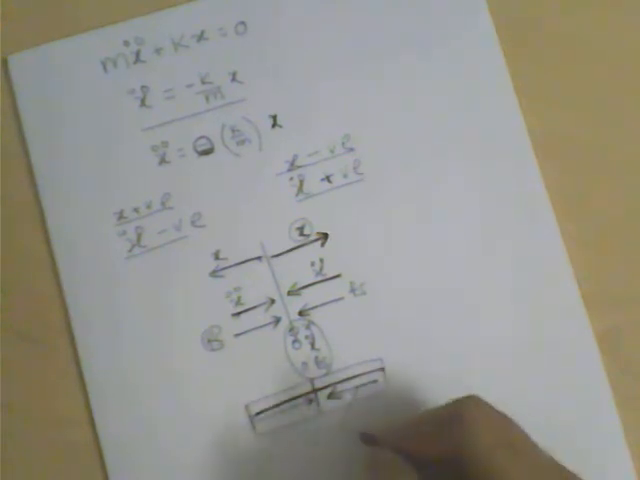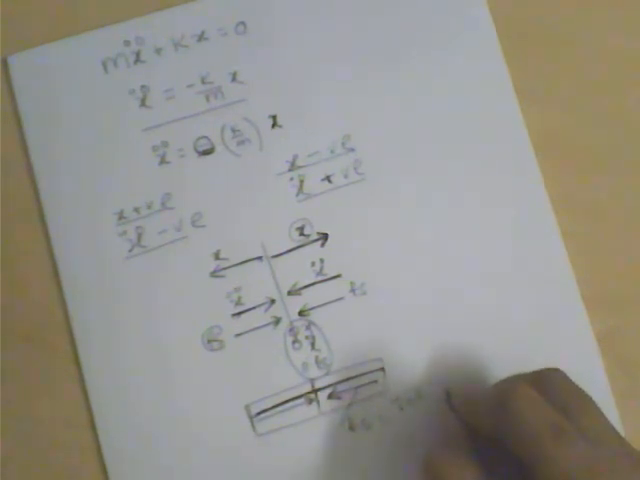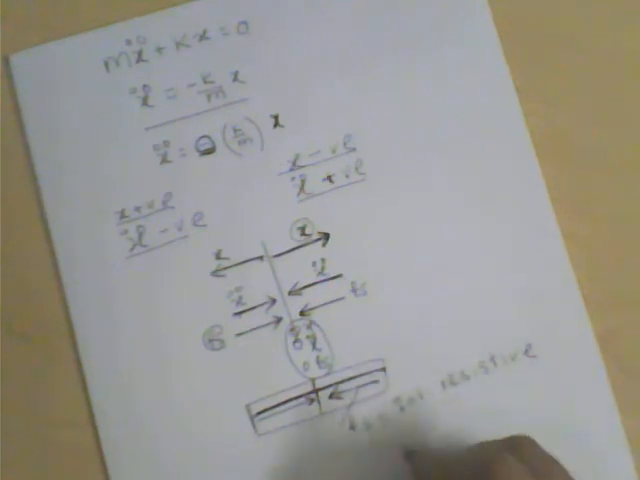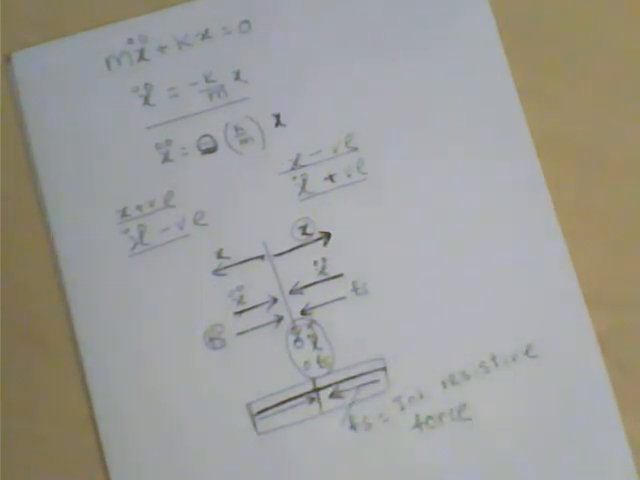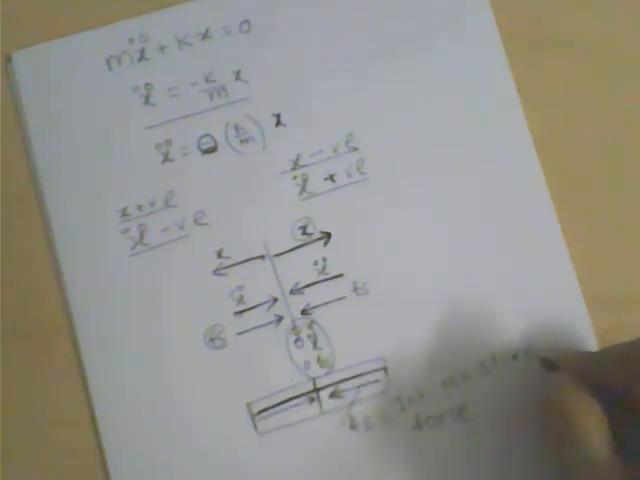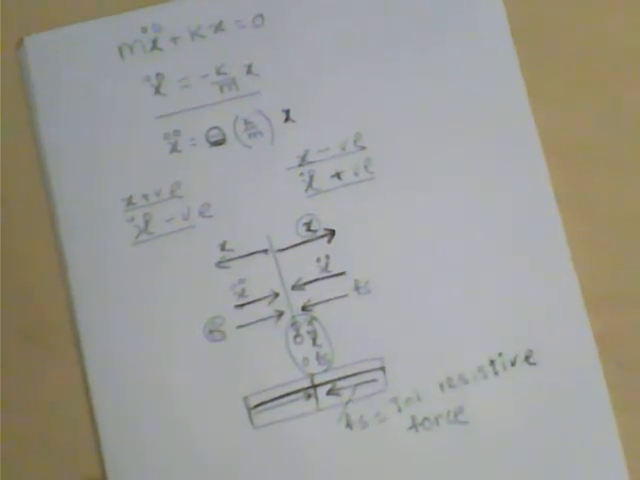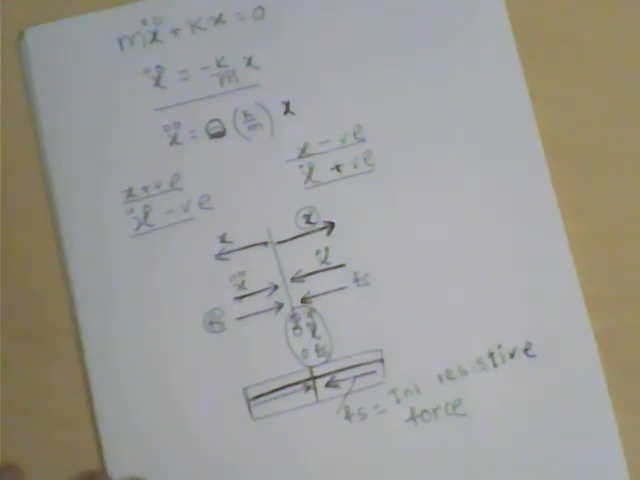This force is given by the spring force, which we call the internal resistive force. It is resisting the motion, resisting the displacement of that particular mass. So I hope the equation of motion and its meaning is clear to you.